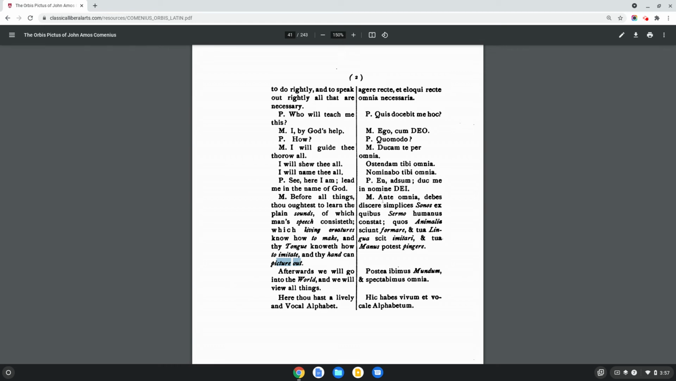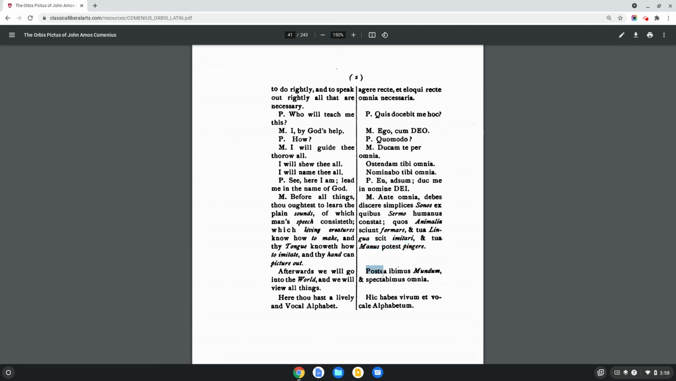So what the Master says here is, before all things, before we study all these things, you ought to learn the simple sounds out of which human speech consists, which the animals know to form, and your tongue knows to imitate, and your hand can draw out or picture out.